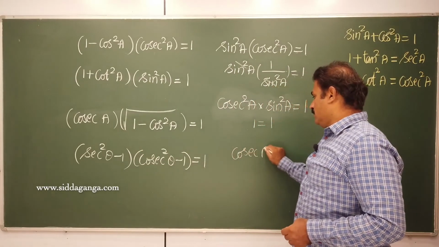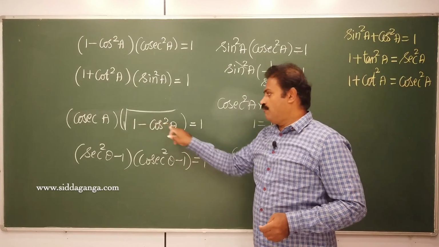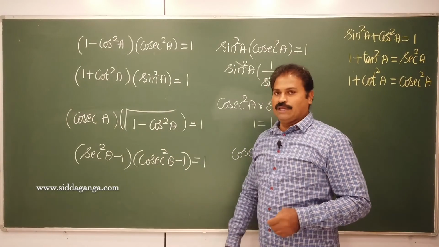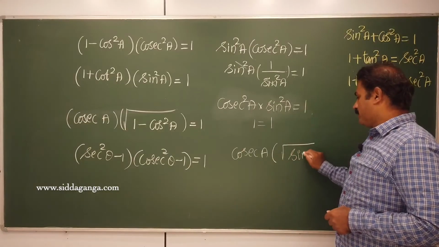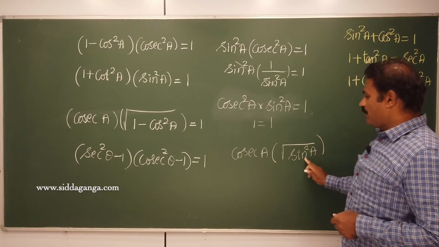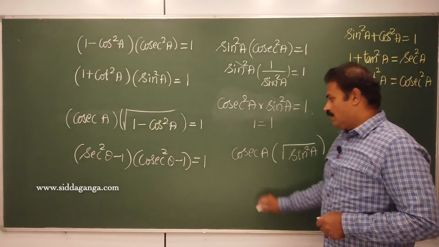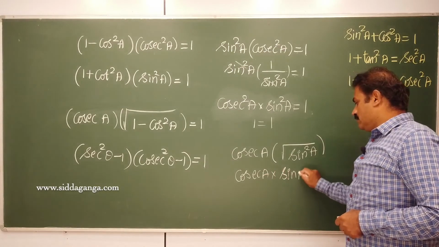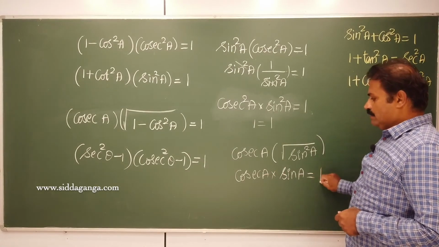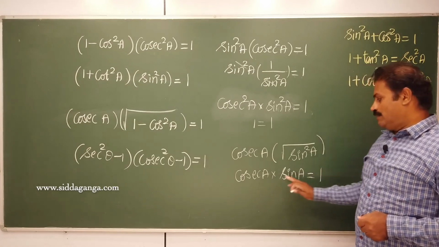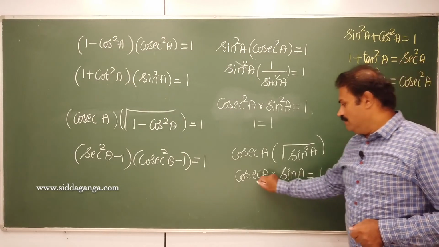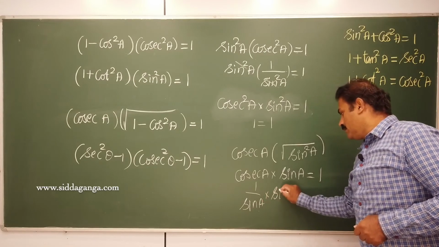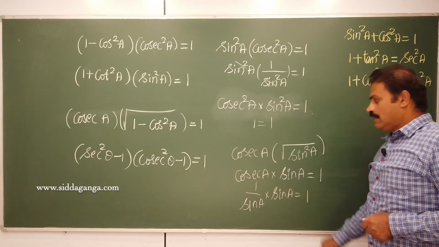Cosecant A into, you have square root of 1 minus cos square A. So what is 1 minus cos square A? You can use the first identity, sin square A. So when you take a sin square A out of the root, what it becomes? It becomes cosecant A into sin A. So can you cancel these two? Yes, you can. Because cosecant is 1 by sin, and 1 by sin and sin will get cancelled. So therefore 1 by sin A into sin A will always get cancelled to give you the answer 1.